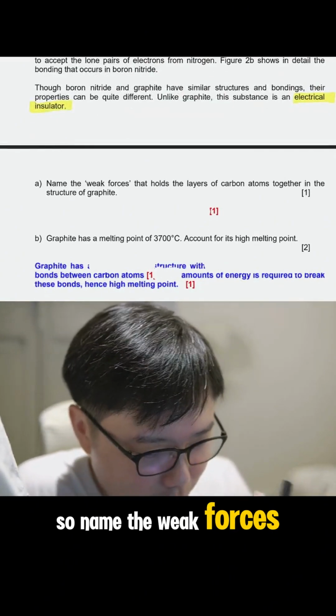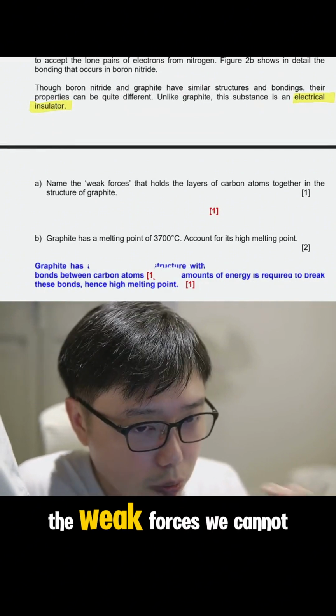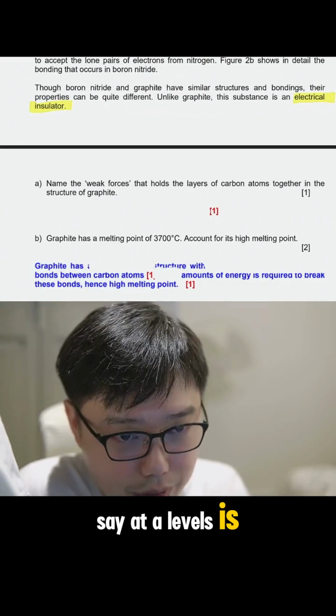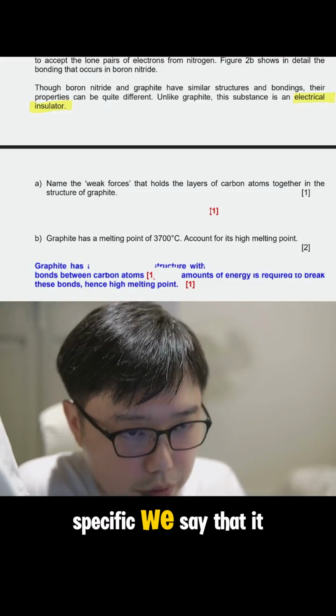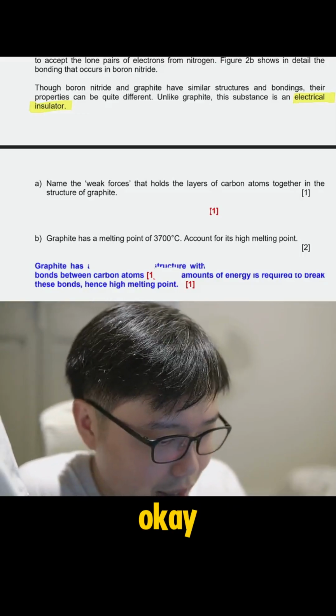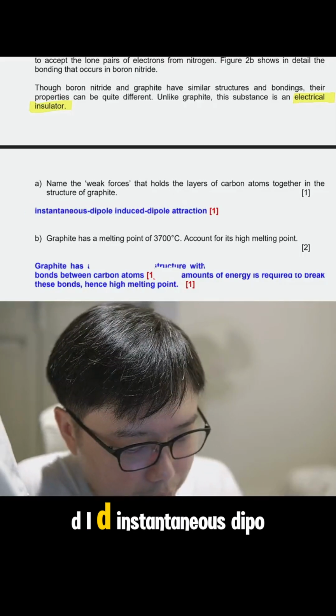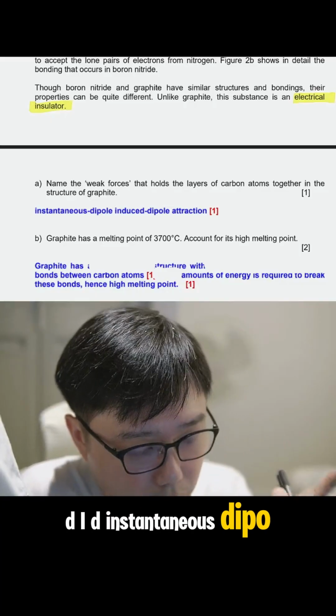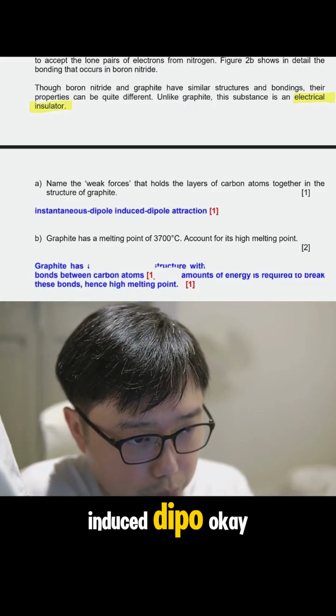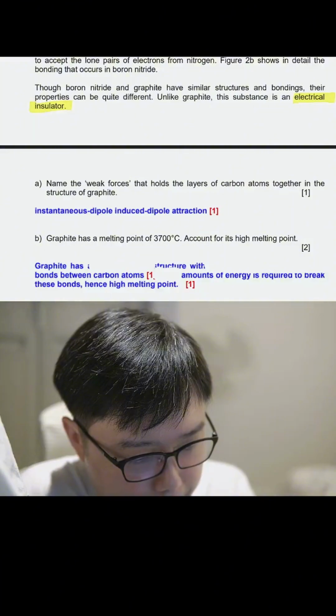Name the weak forces. Like what I said earlier, the weak forces, at A-levels we cannot say van der Waals. We have to be very specific. We say that it is IDID. Please spell it out: IDID, instantaneous dipole, induced dipole. Must be very specific, guys.